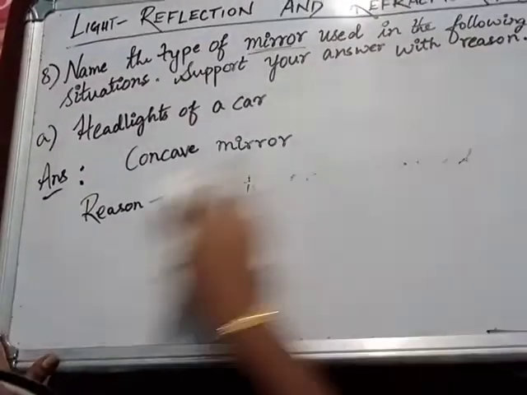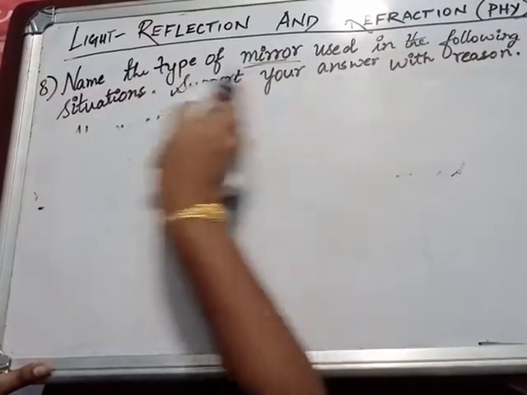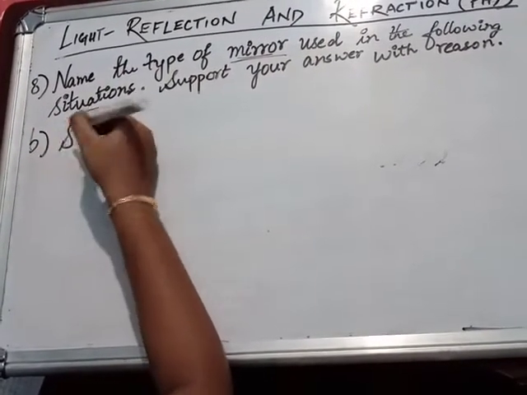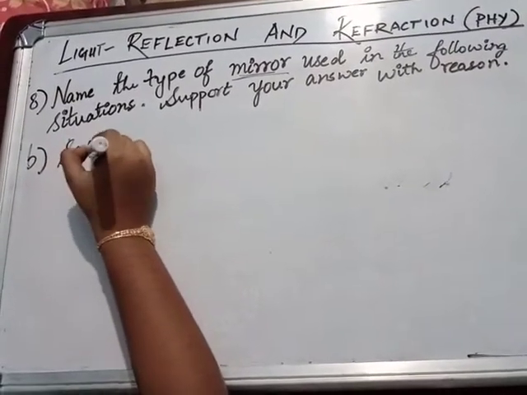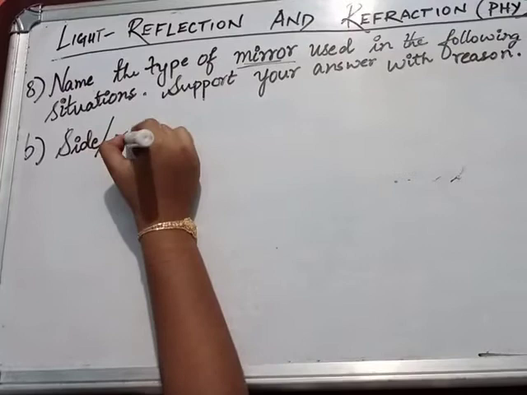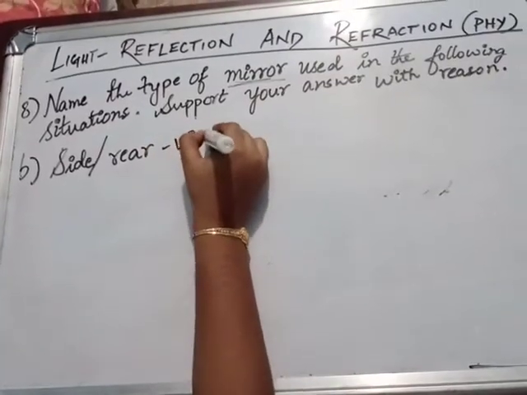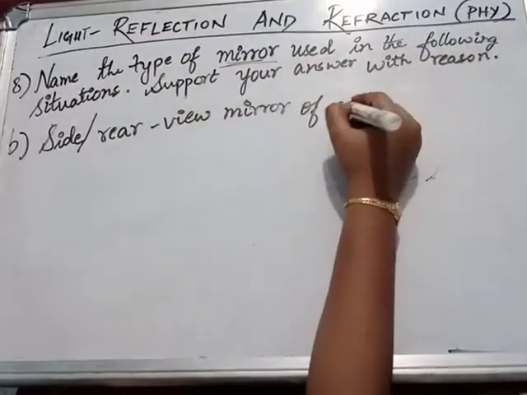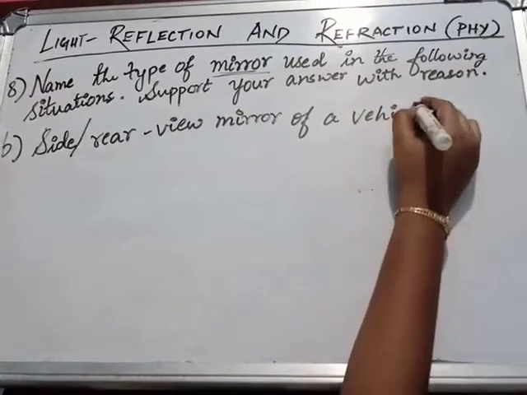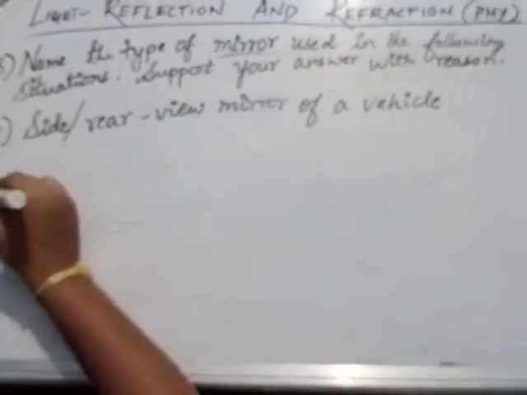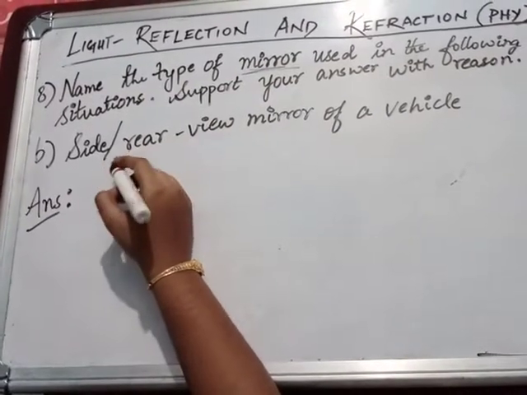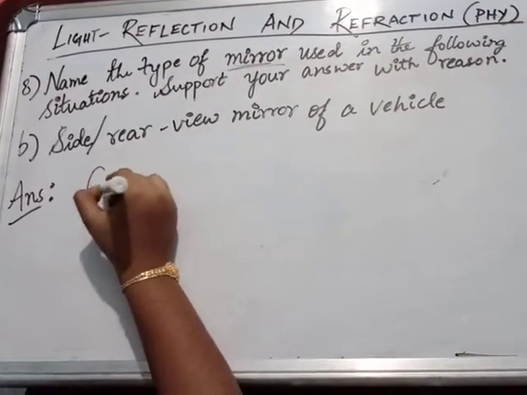Now number B. Side or rear view mirror of a vehicle. You guys must be very much familiar with this kind of mirror, because in every vehicle you see a side or a rear view mirror. Which mirror is used? This is a frequently asked question in CBSE boards too. The answer is convex mirror.